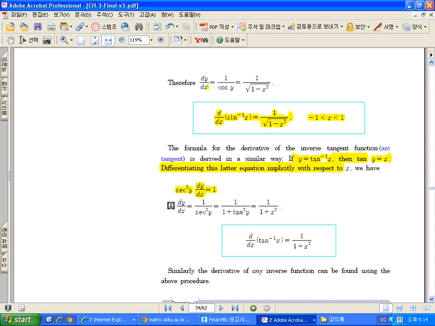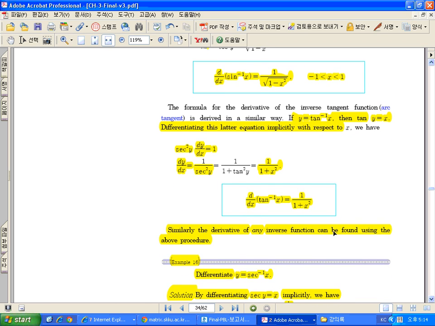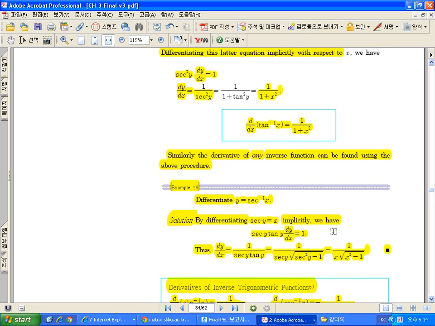So dy dx can be written in this way, and secant square y can be written as 1 plus tangent square y, which is x. So this can be written as 1 over 1 plus x square. That gives us this formula. Okay?